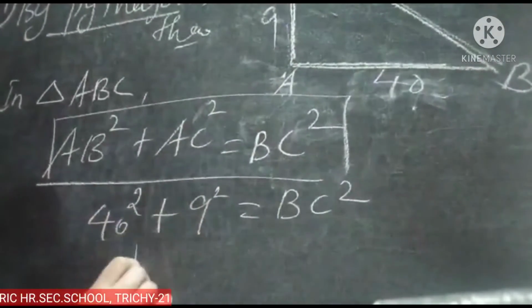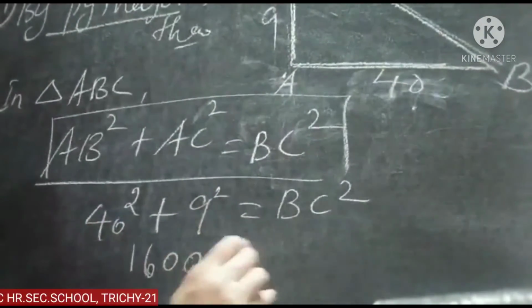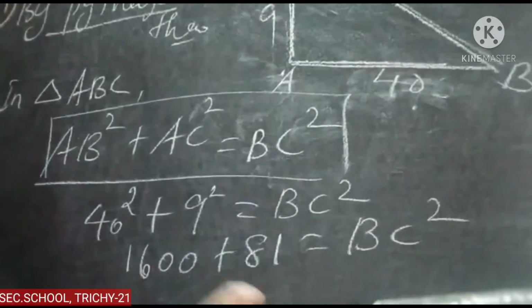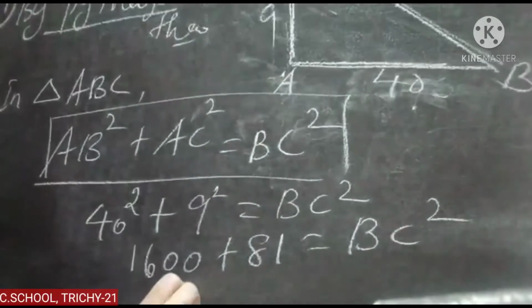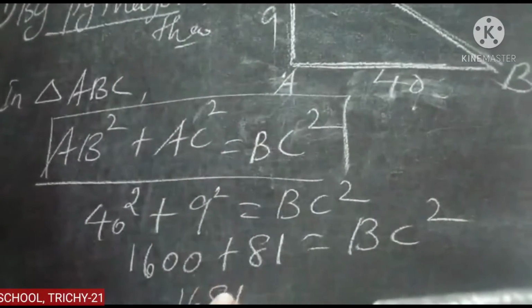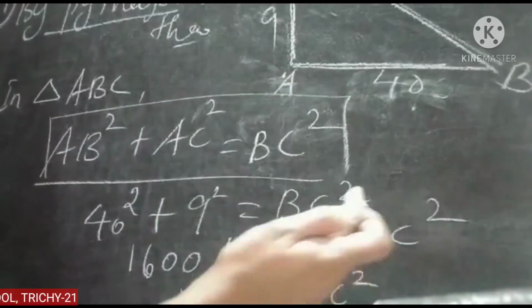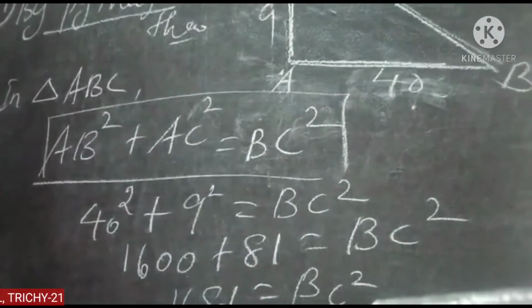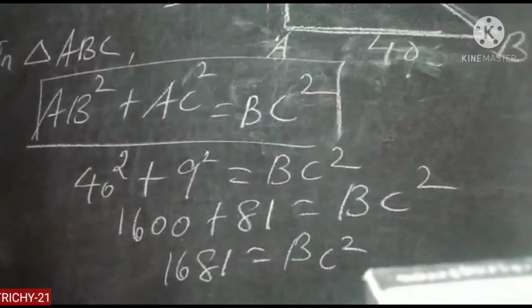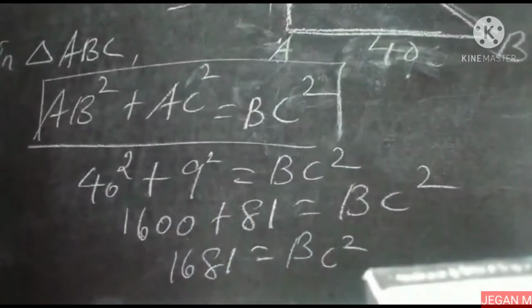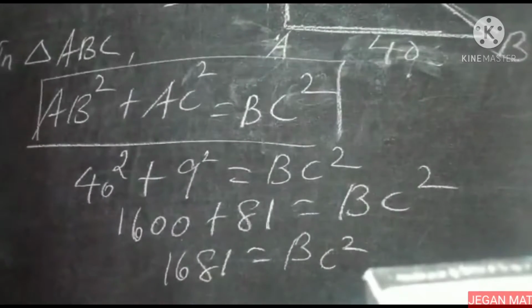So now 40 squared, that is 1600, plus 9 nines are 81, equal to BC squared. So you have to add this: 1681 equal to BC squared. This is the value of BC squared, but we want to find out the value of BC only. So now you can take the square root of this number and find the value.